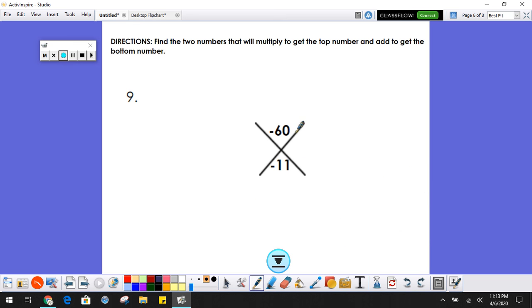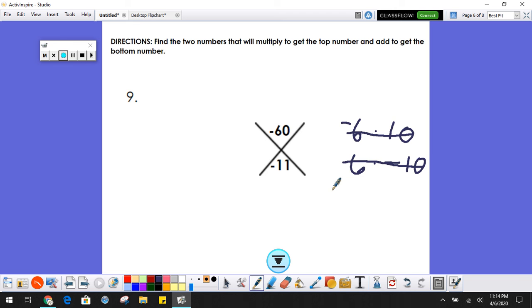Here's number 9. On number 9, I need to get a negative number. That means when I choose my 2 things to multiply, one's going to be positive and one's going to be negative. First thing I think of for 60 is 6 times 10. So it could be negative 6 times 10 or 6 times negative 10. But when I add 10 and negative 6, I get 4, not negative 11. And when I add 6 and negative 10, I get negative 4, not negative 11.